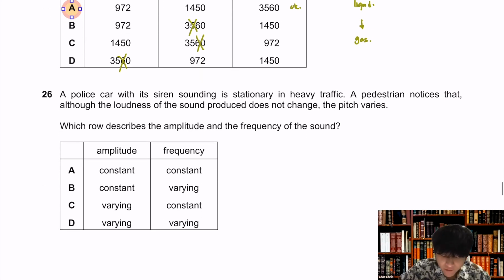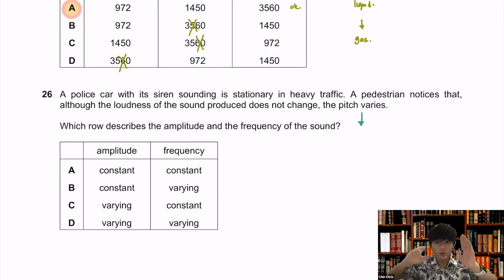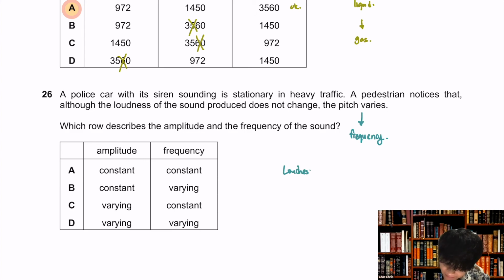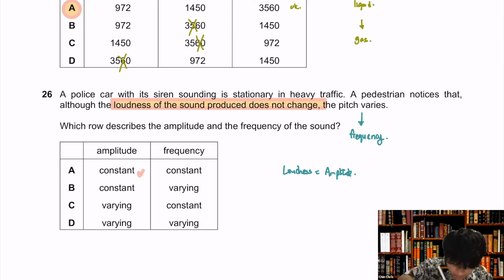A police car with siren sounding is stationary in heavy traffic. A pedestrian notices that although the loudness of the sound does not change, the pitch varies. Always remember, in a sound wave, if we plot it in a graph, pitch is represented by frequency, and loudness is always represented by amplitude. They say loudness does not change, so my amplitude will never change. So these two are right, and I can cross this out. Frequency changes, and the answer is B.